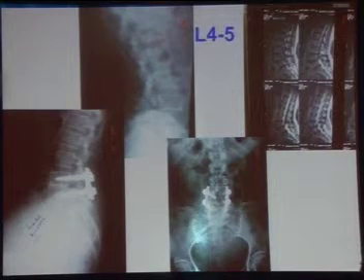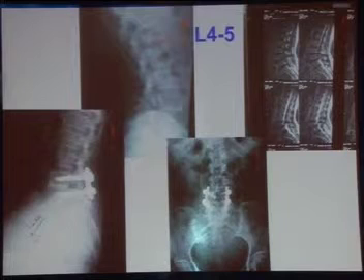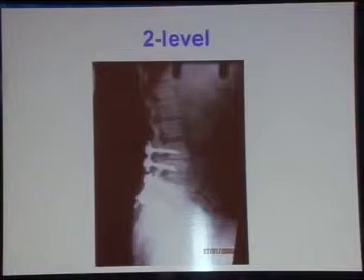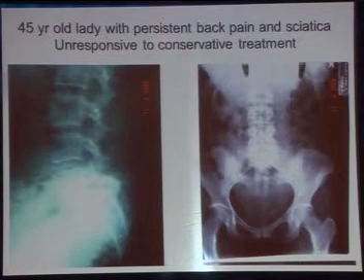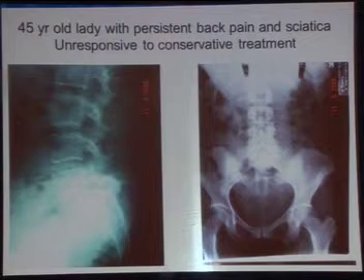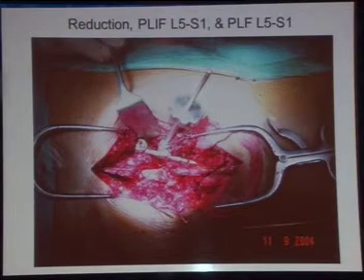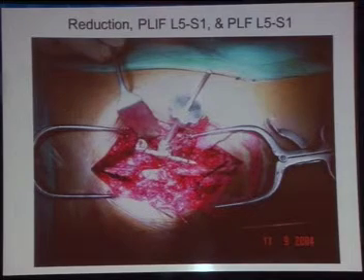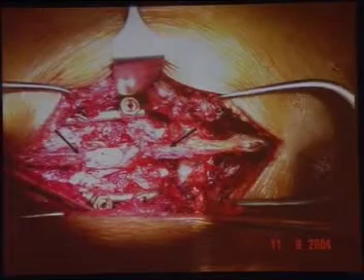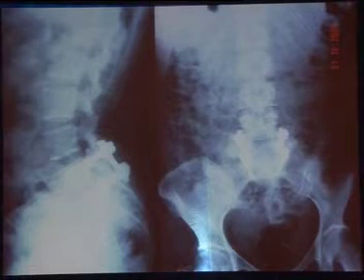Most of the lytic listhesis occurs at L5-S1, but it can occur at other levels also. Here is an L4-5 lytic listhesis. It's a double level listhesis with lytic listhesis at L3-4 as well as L4-5, all treated with double level interbody fusions. It's a low grade listhesis with persistent symptoms, and she was treated with the short screw reduction technique of AO, then instrumented fusion with complete reduction.